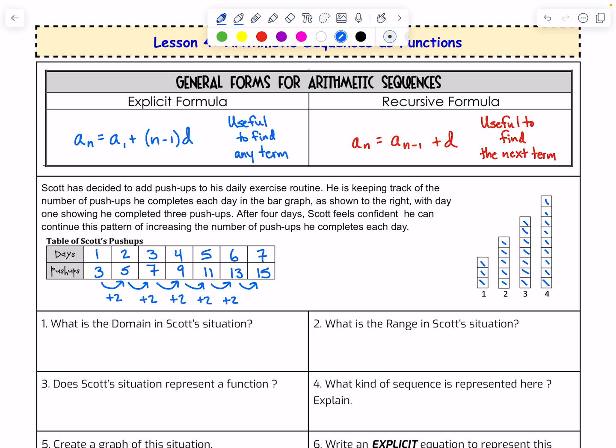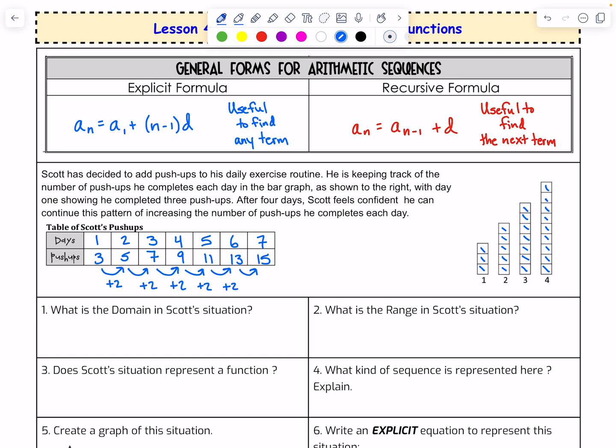It says, what is the domain in Scott's situation? So the domain is the independent variable, or our x value, or our input is what we want to think about. So the domain in this case would be the number of days. And if we wanted to, we could list them as a set. So we know that Scott did his push-ups for 1, 2, 3, 4 days.